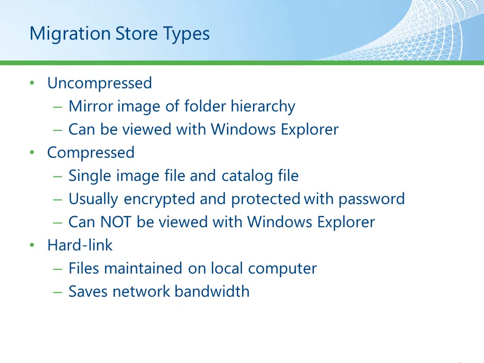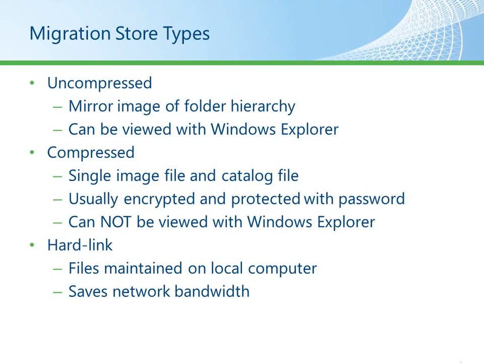Compressed, on the other hand, is a migration store that's a single image file, and it contains all the files that are being migrated and a catalog file. This image file is often encrypted and protected with a password, and it cannot be navigated with Windows Explorer. The compressed single image file that we're talking about here is very similar, if not the same, as the compressed migration image file that you have when you do a migration with the Windows Easy Transfer tool. And then finally, hard link migration, that's the new feature that we have in the USMT 4.0.